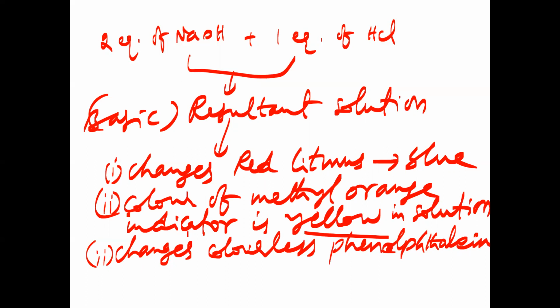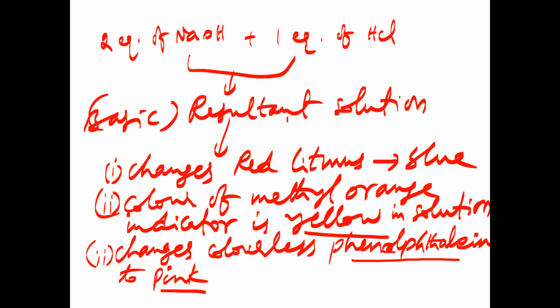So this basic solution changes the colorless phenolphthalein indicator to which color? Pink color. Now phenolphthalein is also an acid base indicator. Methyl orange is one type of acid base indicator. So methyl orange and phenolphthalein are the common acid base indicators used. Whether the given solution is acid or base, if you want to identify it, we use either methyl orange or phenolphthalein, similar to red litmus.